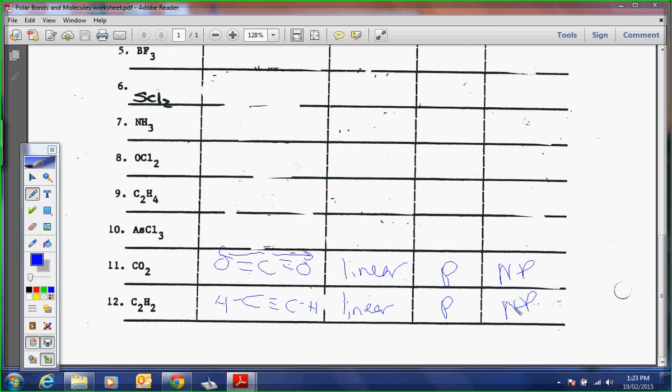Now this. Isn't there two different bonds though? There's a bond between the two C's and a bond between the H and the C. Yes, so this bond would be, oh, I see what you're going. And then the C triple bond C would be non-polar. Is that what you're saying? That's true. That's true. Good.